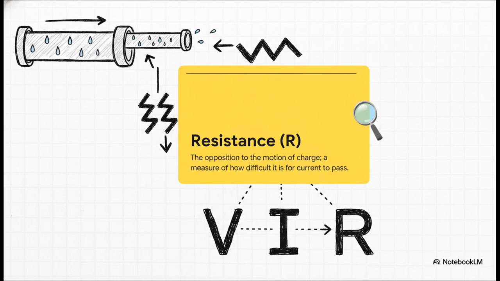And finally, that brings us to resistance. This is exactly what it sounds like. It's the opposition to that flow. In our water analogy, resistance is like making the pipe narrower. A really wide pipe has low resistance, so tons of water can flow through. A tiny, narrow pipe has high resistance, and it really restricts that flow. The key thing to get is that these three ideas are always connected in this special relationship.